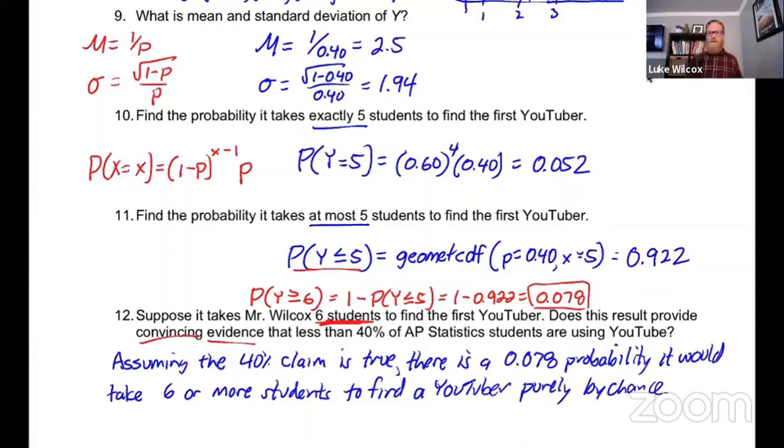Now, this p-value is greater than our alpha level of 5%, which means that we think that this result could have happened purely by chance, assuming that the 40% claim is true. So that's going to change our final conclusion here.